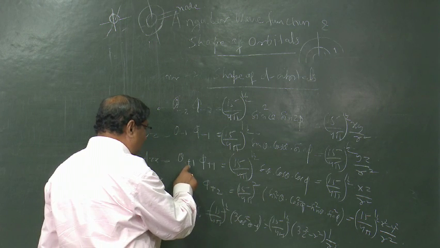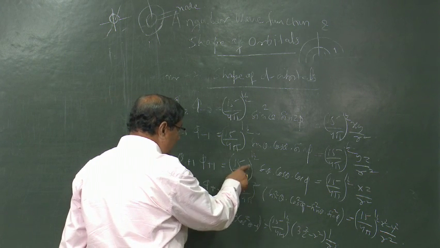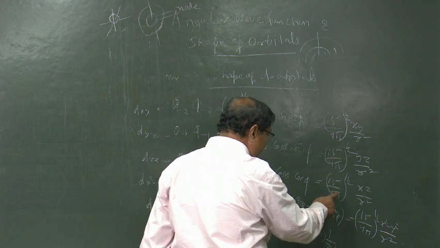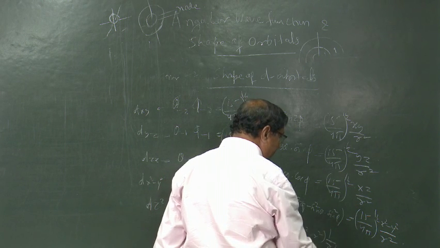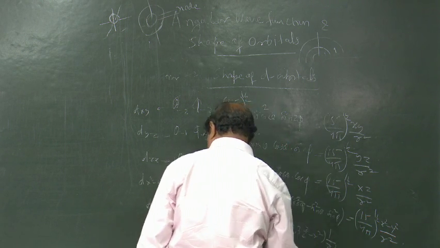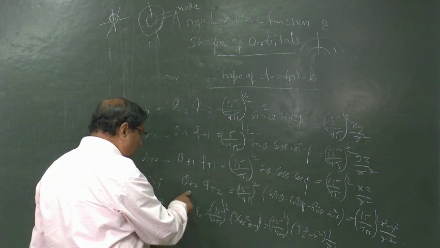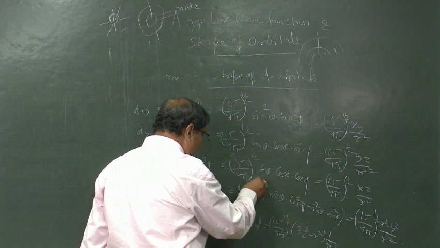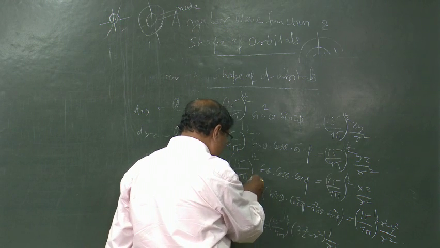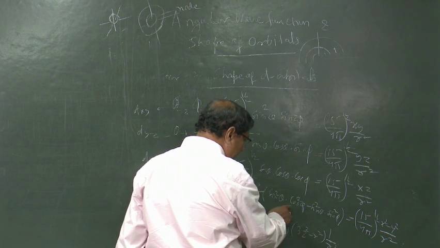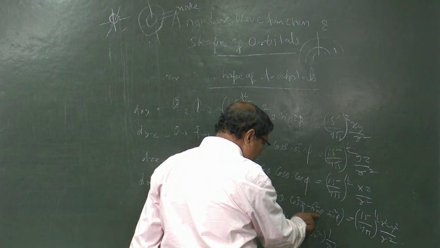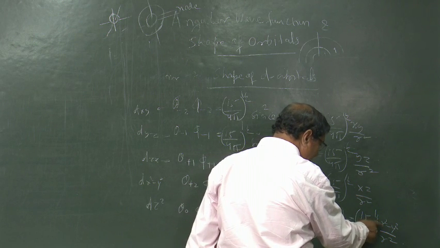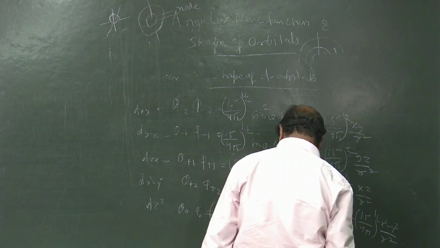And similarly, corresponding to m is equal to plus 1, the angular wave function is root 15 by 4 pi, sin theta cos theta cos phi, which is equal to root 15 by 4 pi, xz by r square. Similarly, corresponding to m is equal to plus 2, the angular wave function is root 15 by 4 pi times half sin square theta cos square phi minus sin square theta sin square phi, which is equal to root 15 by 4 pi, half x square minus y square by r square.